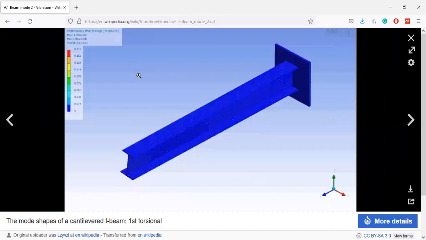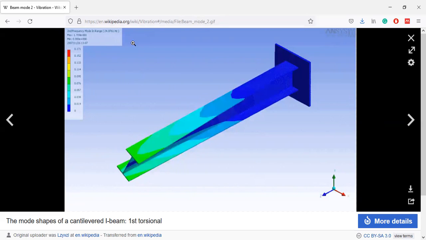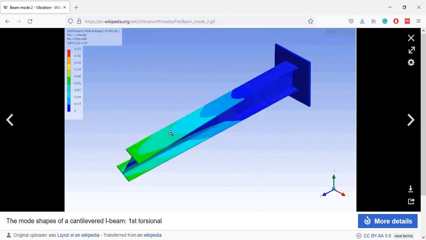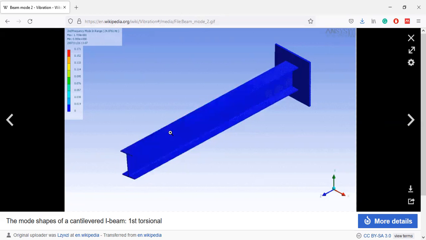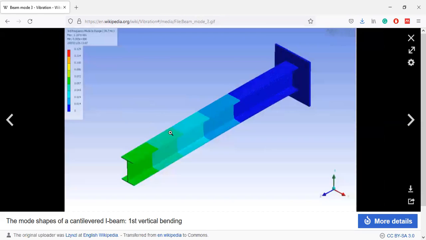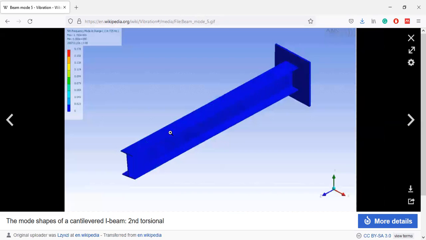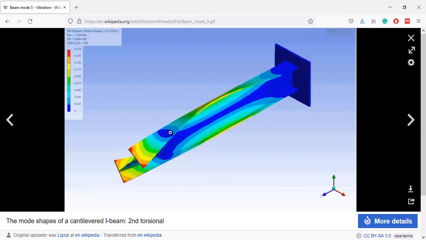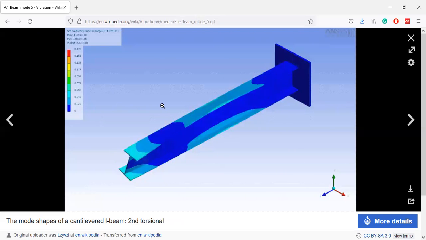Now this is torsional. The first torsional, 24.876 hertz, is the vibration mode for the torsional, the smallest torsional vibration frequency. Let's see the next torsional vibration mode. This is the second torsion. The second torsion is vibrating at 114.725 hertz. So this is all about vibration.